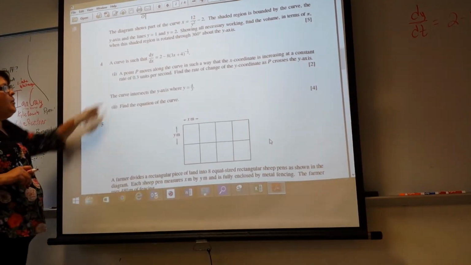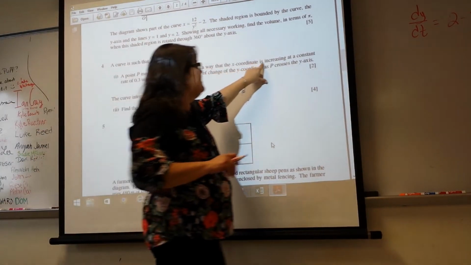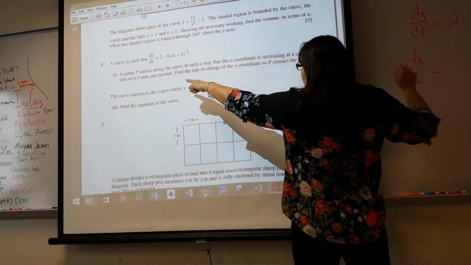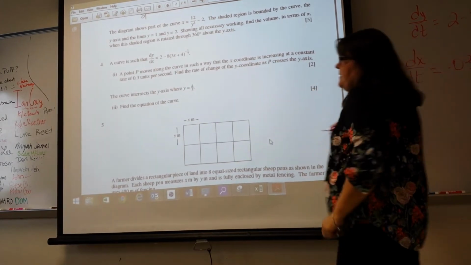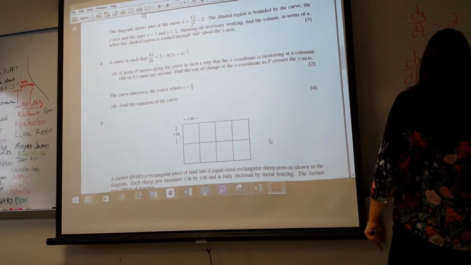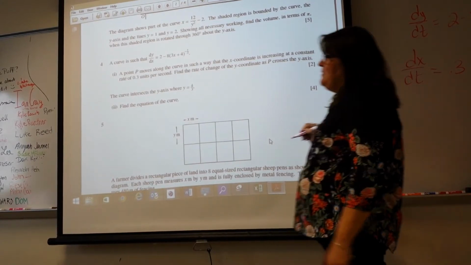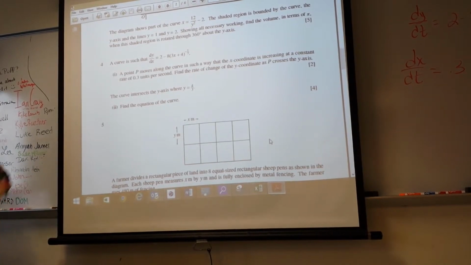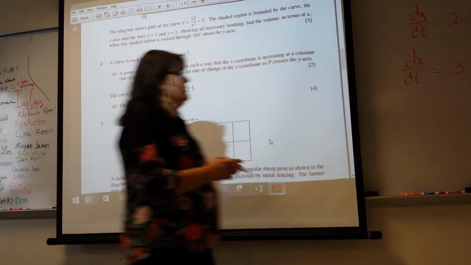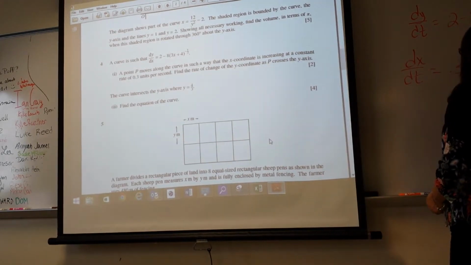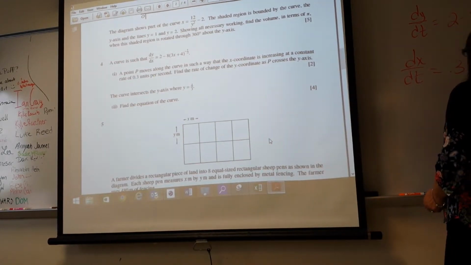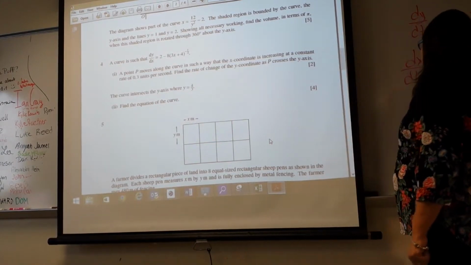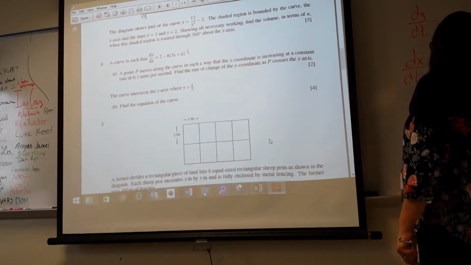Now a point P is moving along a curve in such a way that the x-coordinate is increasing. So dx over dt is changing at 0.3. Thank you, the 0 before is deceiving. Now, find the rate of change of y. What are we trying to find? We're trying to find dy over dt when P crosses the y-axis. So then x is 0.